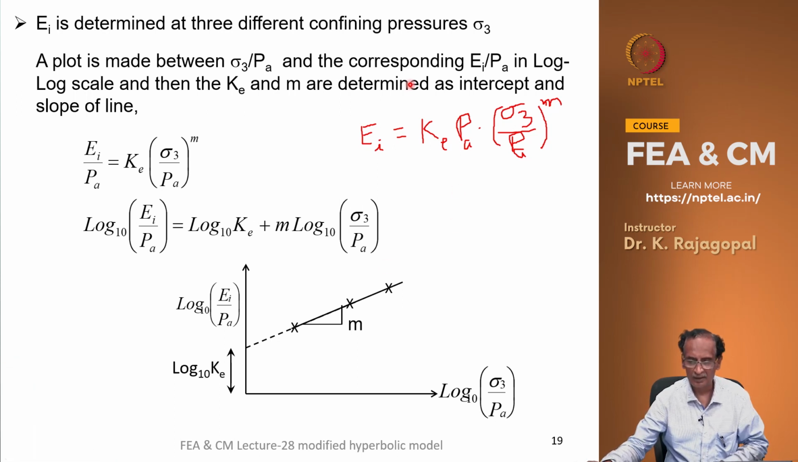Okay, but anyway, this is our equation for the Young's modulus, and this we can rewrite as Ei by Pa is equal to Ke times sigma 3 by Pa to the power m, and by taking the log on both the left hand side and the right hand side, we get this. So, if you plot a graph between the log of Ei by Pa and log of sigma 3 by Pa, this quantity log Ke is the intercept on the y axis, and then the slope is your m.